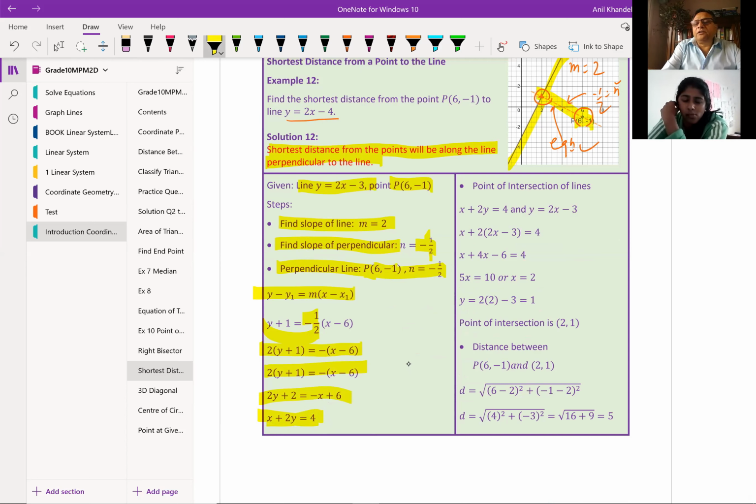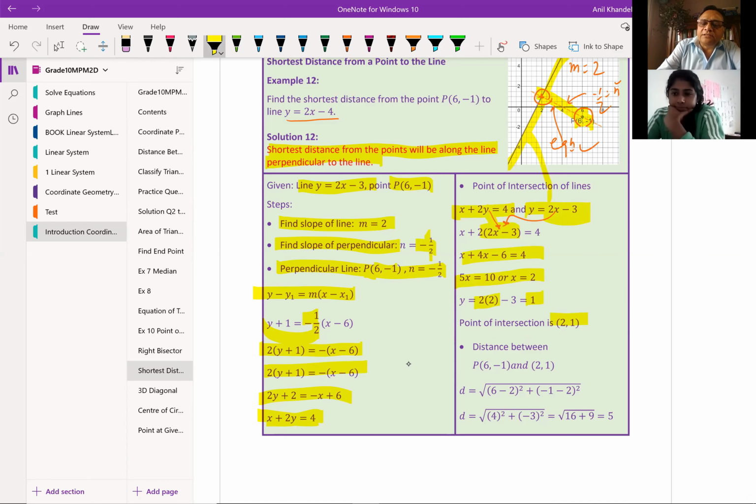Since I need to find the point of intersection, what I could do is either of the two methods, substitution or elimination. Since we know y is 2x minus 3 is this line, and our new line is x plus 2y equals 4, I am substituting this value inside for this y, correct? So I'm replacing that y with this. And then when you solve this, you get the value of x. So x is 2 for us. Substitute 2 in your equation of line. y is 1. Point of intersection is 2, 1.